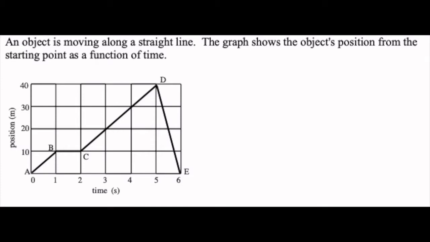Now, let's see what we have to do here. Let's read the task first. An object is moving along a straight line. The graph shows the object's position from the starting point as a function of time. Okay, now as we have observed the graph, let's head on to the first question.